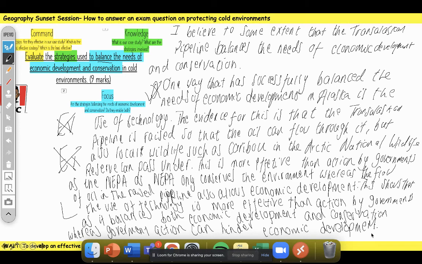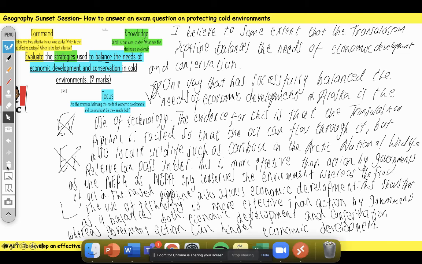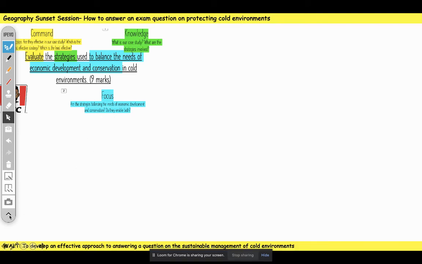So that is how you would write a perfect PEEL paragraph, or near perfect PEEL paragraph, that includes all the various parts of PEEL, addresses the knowledge, the command, and the focus of the question, but most importantly, makes a decision on the statement that we've been asked to. So what I'm going to do is clear that. So if you want to write it down, then pause the video and write it down, but I'm going to clear it now just because otherwise it will be on the next screen.